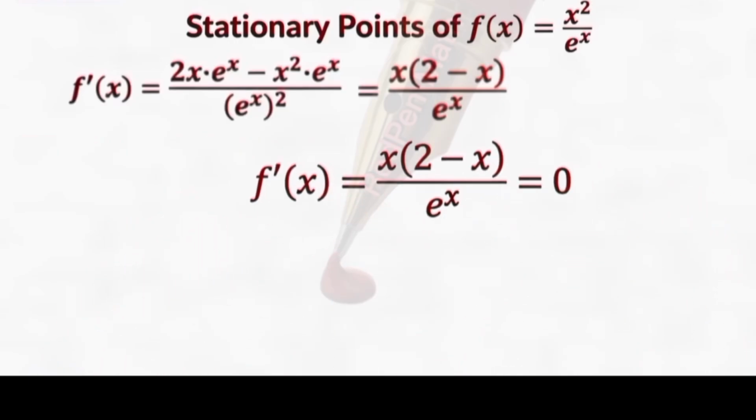Step 3. Solve f prime of x equals 0. Since e to the x is never 0, we just set x times (2 minus x) to 0. This gives x equals 0 or x equals 2.